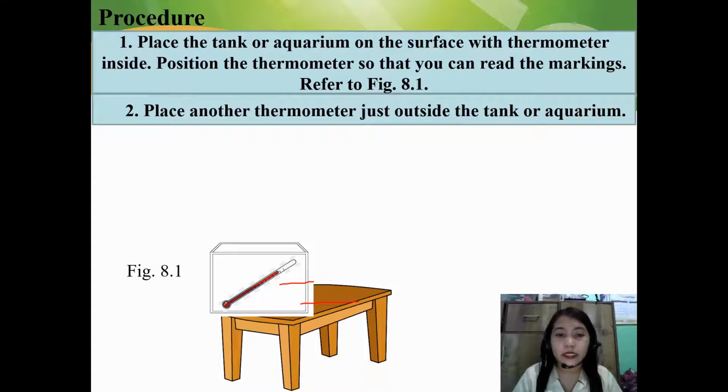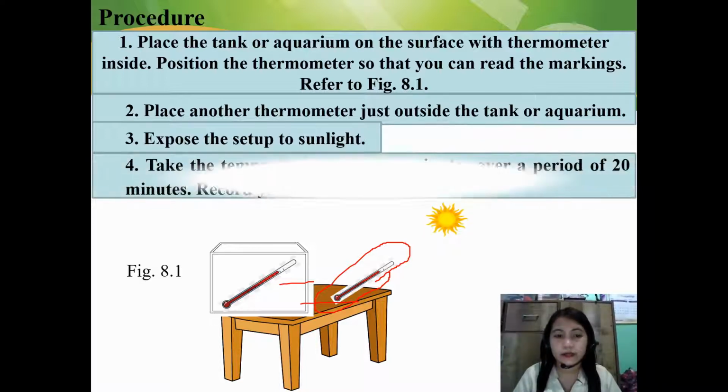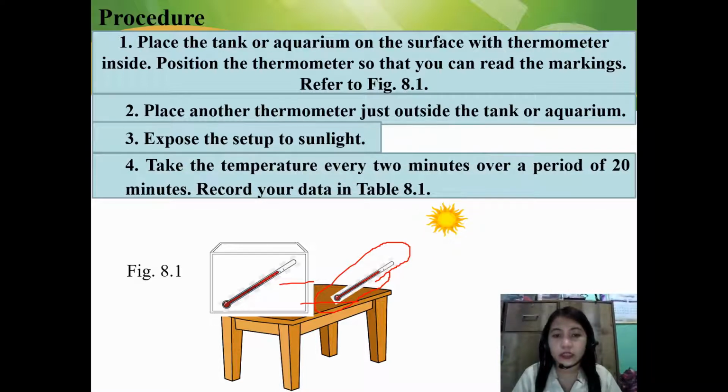Second, place another thermometer just outside the tank or aquarium. So here's the second thermometer. You are going to place it outside the aquarium. And of course, you are going to expose the setup to sunlight. Take the temperature every 2 minutes over a period of 20 minutes. Record your data in table 8.1.